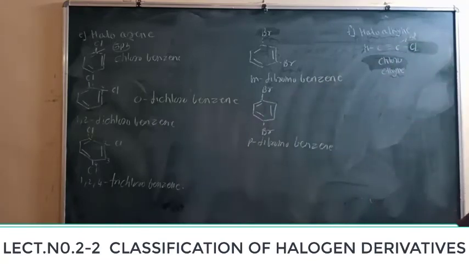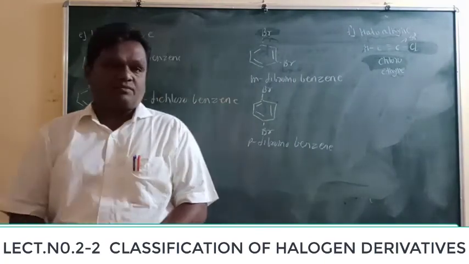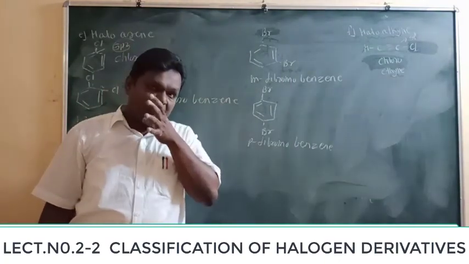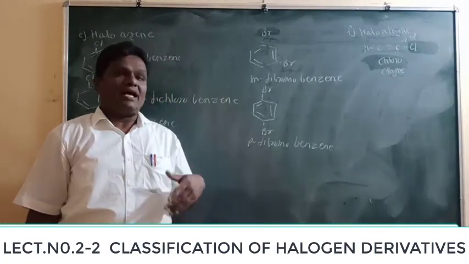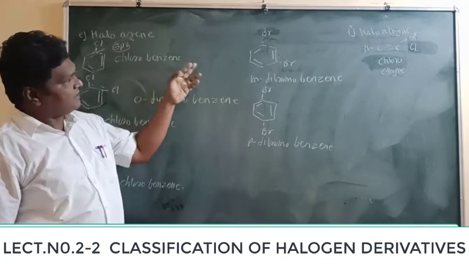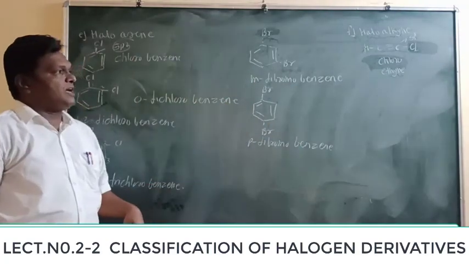So this is the classification we have seen, depending upon the nature of the bond between carbon and halogen atom. First one is alkyl halide. After that we have seen vinyl halide, allyl halide, haloarene, benzyl group. Then the last one is haloalkyne. Now after this we are going to start with the nomenclature.